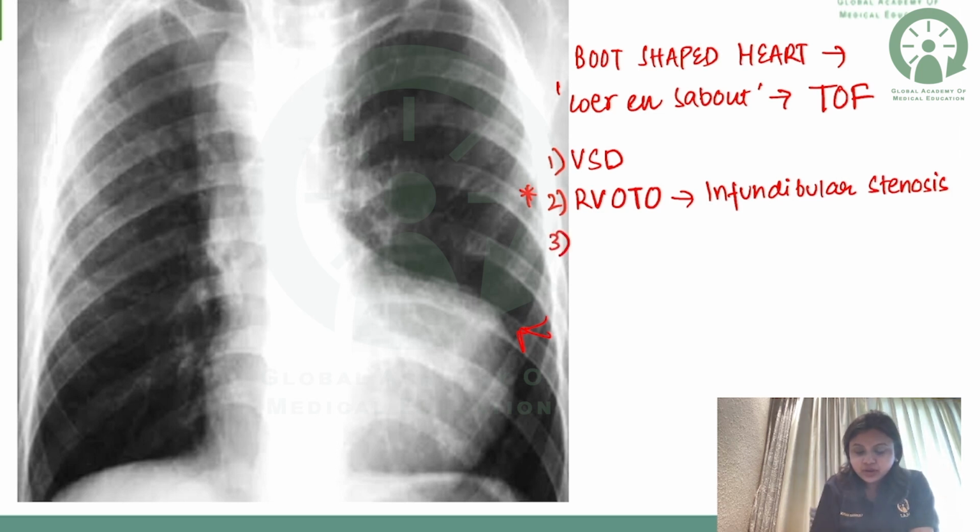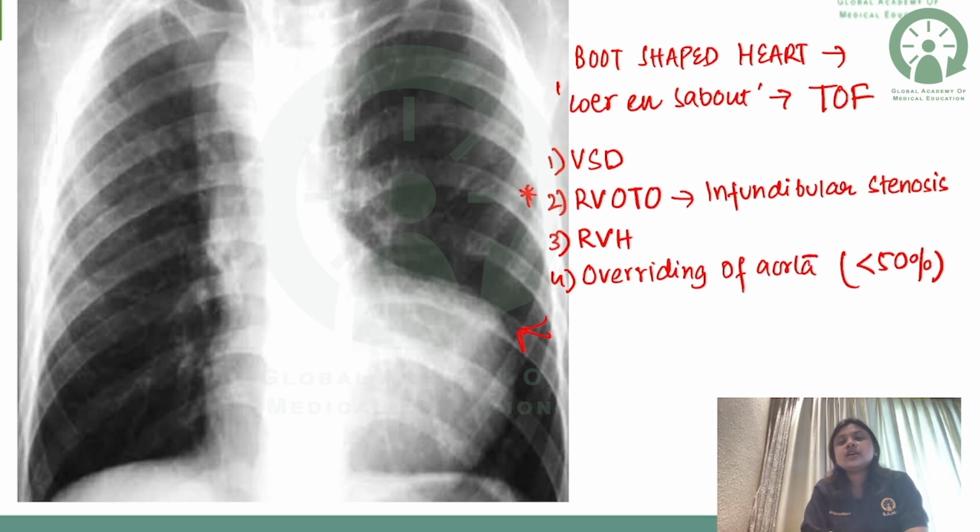Number 3, we are going to have right ventricular hypertrophy. And number 4 is overriding of aorta. And remember, it is less than 50%, because if it is more than 50%, then it will be DORV, double outlet right ventricle. Okay, so be thorough with the 4 components of TOF, that is the ventricular septal defect, right ventricular outflow tract obstruction, right ventricular hypertrophy, and overriding of aorta less than 50%.